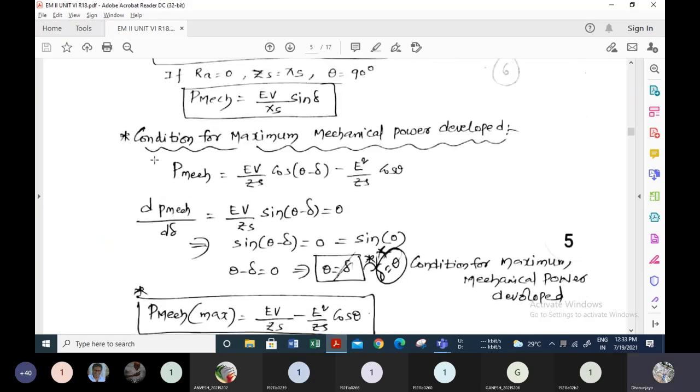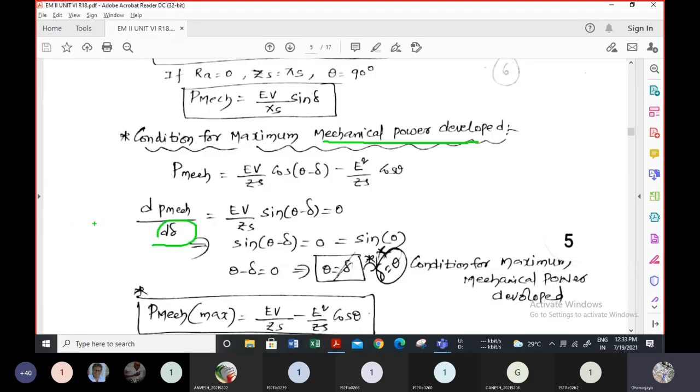Similarly, the condition for maximum power mechanical input. From the same expression, I need to get the condition here. I need to differentiate with respect to delta and equate it to 0. By differentiating, this value is constant, and the differentiation of a constant is 0. By equating, we get the conclusion that delta equals theta. Delta equal to theta is the condition for maximum mechanical power generated.